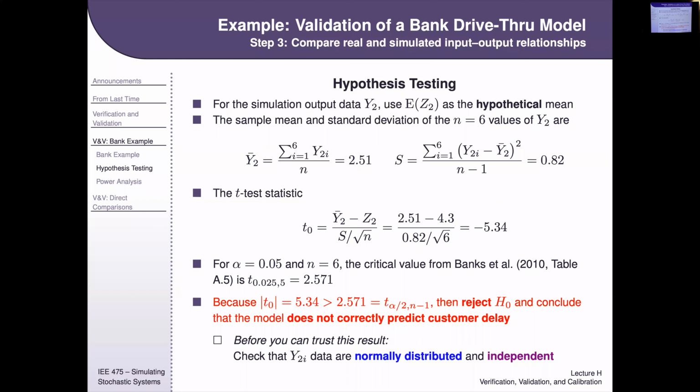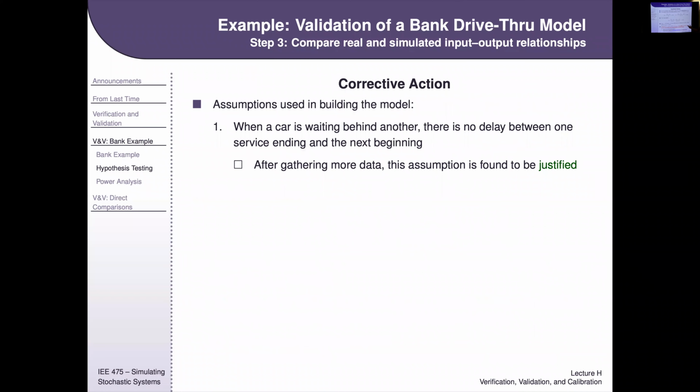So I then have to go and think about, for one, can I trust these statistics? And so I might want to go back and make sure that the data out of my model are normally distributed, because if they aren't normally distributed and independent, then I can't use a t-test. But let's assume that they are. In that case, there's really something wrong with my model. So I have to go back and I say, what did we get wrong with the model? What were our assumptions that were in our head when we did this model?